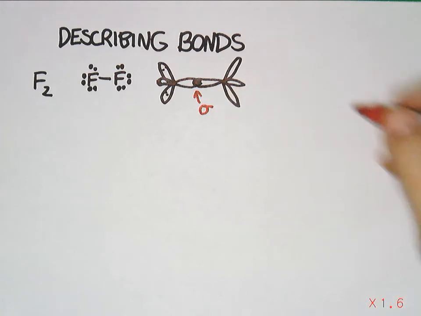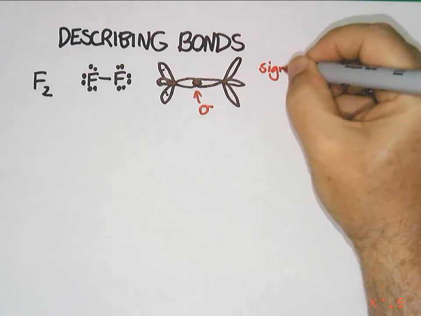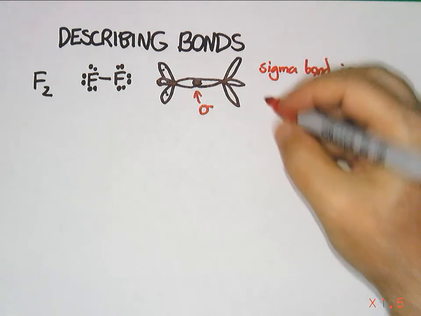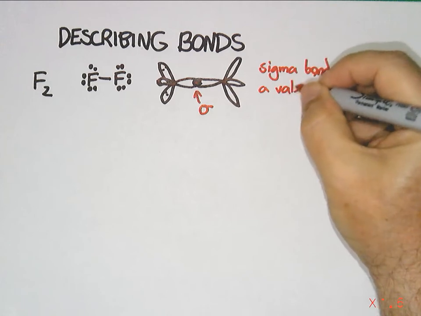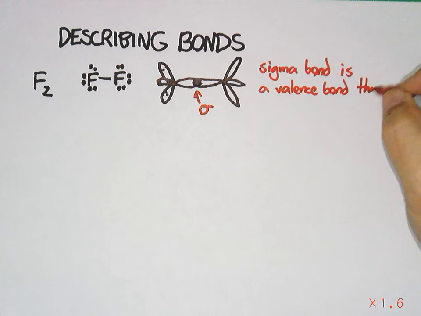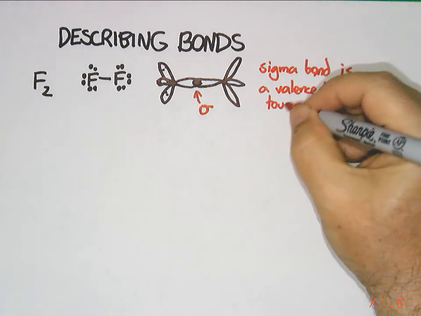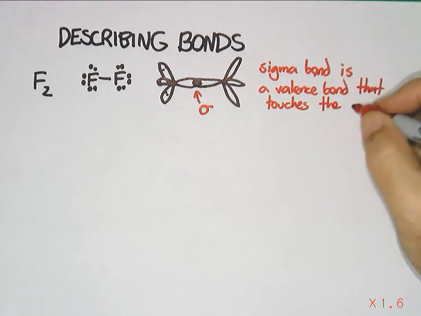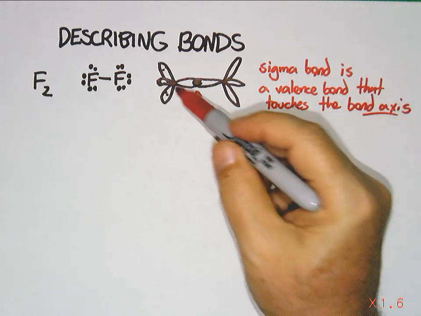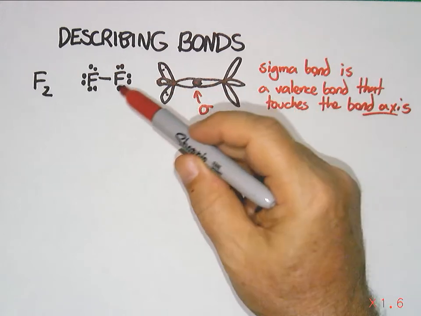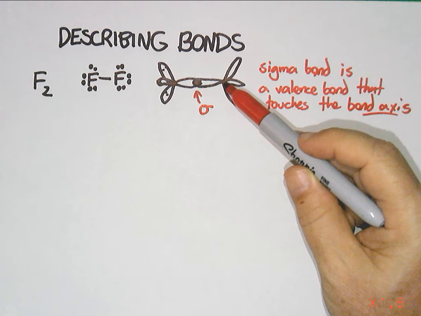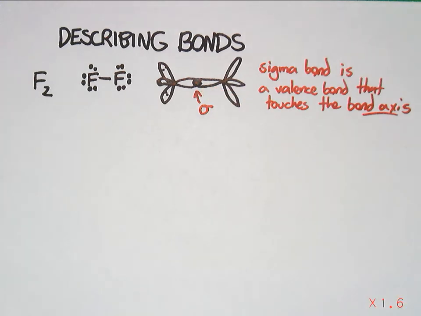You can write the Greek letter sigma, or you can say a sigma bond is a valence bond that touches the bond axis, let's call it. What do I mean by bond axis? I mean, that's the imaginary line between the 2 nuclei. That's the line that I drew there in the Lewis theory. The bond axis would be a straight line between those 2. And if the overlap is touching that, we're going to call this a sigma bond.